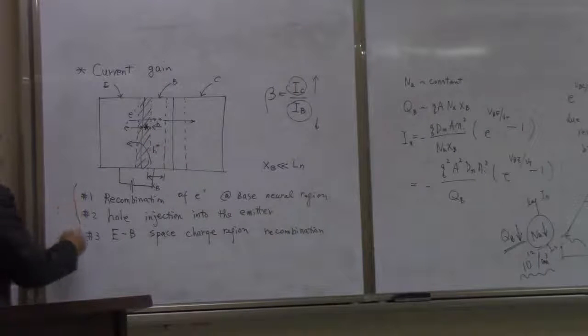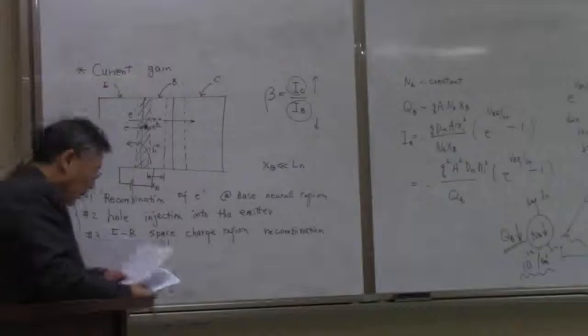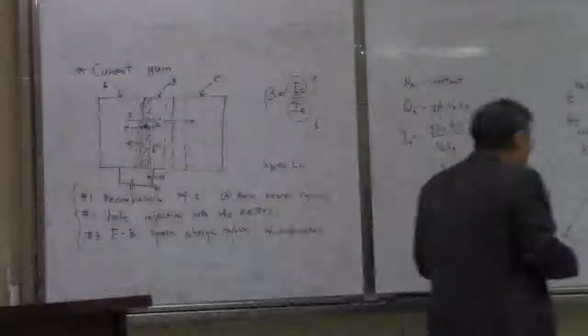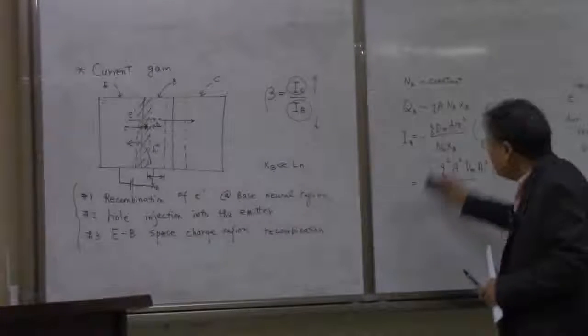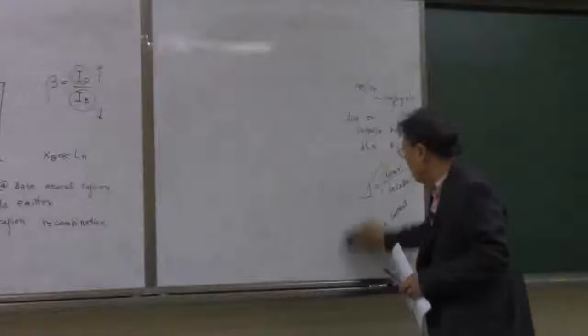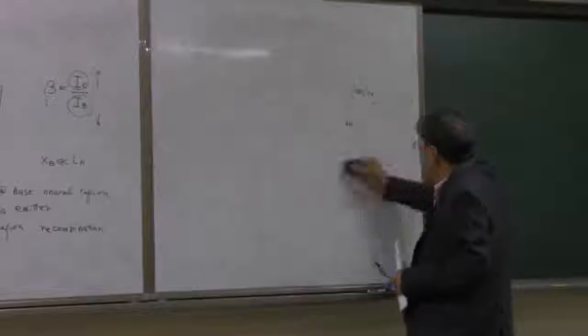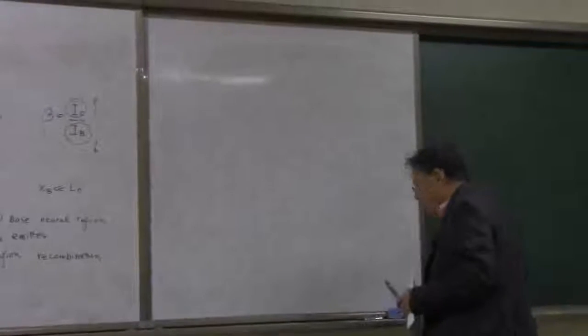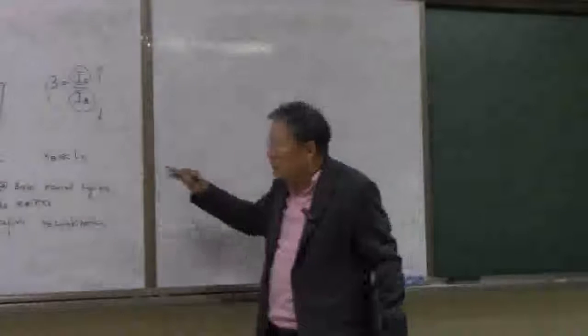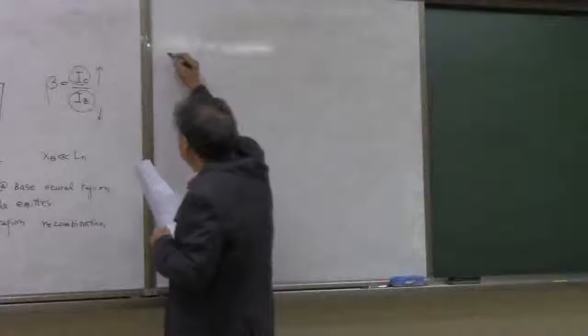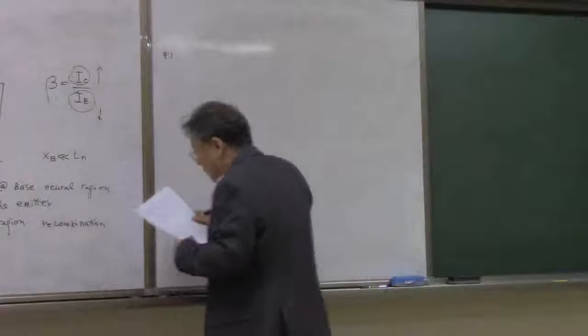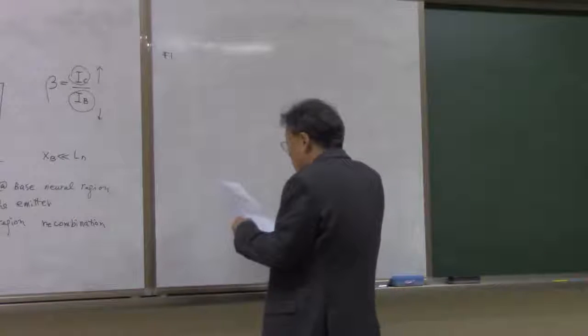So those three factors are going to decrease the gain of the transistor, and therefore when you're manufacturing bipolar transistors, you have to set up the process that will minimize these three factors. So let's discuss those three in detail, okay?